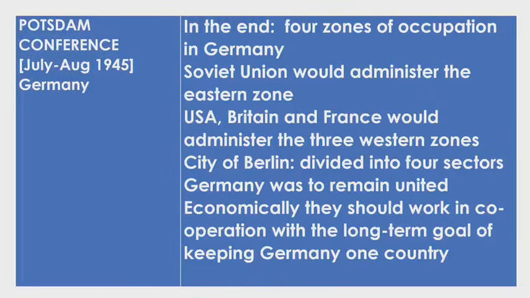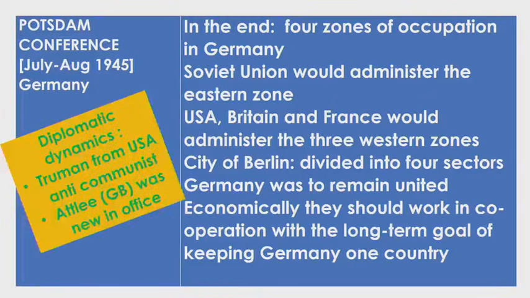The main difference, though, between Potsdam and Yalta, besides the fact that the one conference takes place before the end of the war and the other one takes place after the end of the war, was a change in leadership. Right. So if we look at the diplomatic dynamics, we find that Truman from the USA was now in power, right? And he was strongly anti-communist. We also know that Winston Churchill had stepped down as the leader in Britain, and that Attlee was in office. And he was relatively new in office.